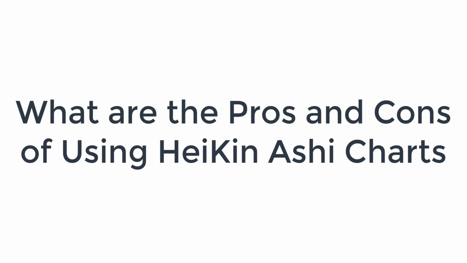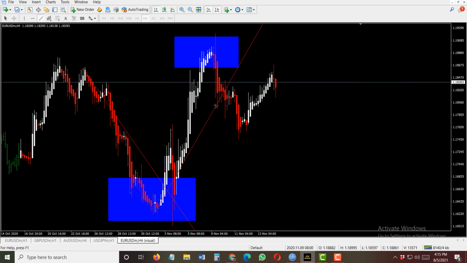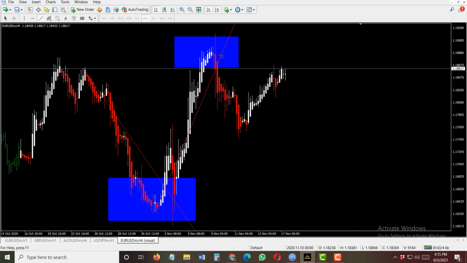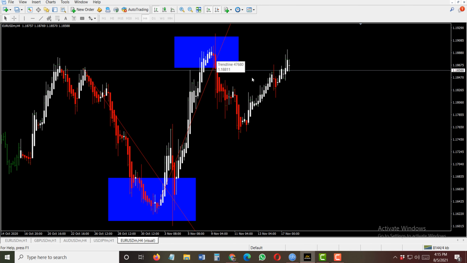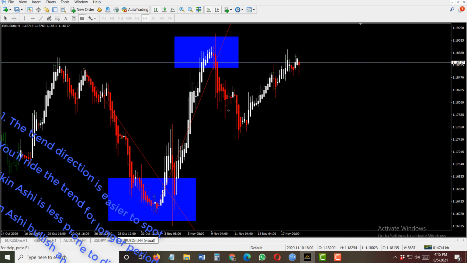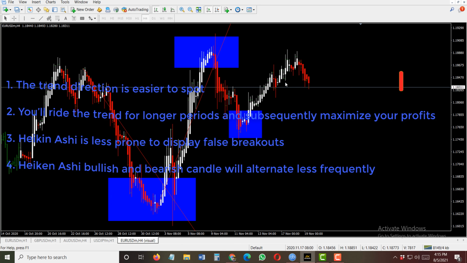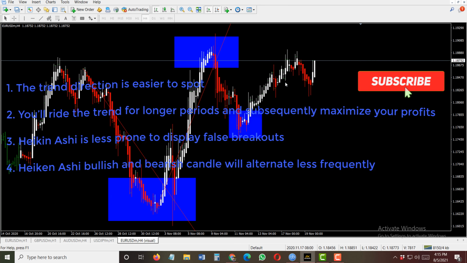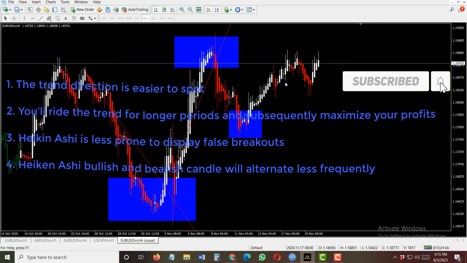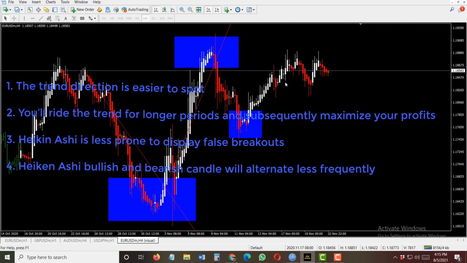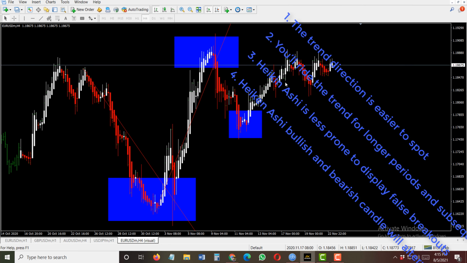What are the pros and cons of using Heikin-Ashi charts? The Heikin-Ashi is not only canceling the noise and smoothing the price, but it also comes with several other advantages. We're going to lay down a few of the benefits that come with using the Heikin-Ashi charts. The trend direction is easier to spot. You'll ride the trend for longer periods and subsequently maximize your profits. Heikin-Ashi is less prone to display false breakouts. Heikin-Ashi bullish and bearish candles will alternate less frequently.